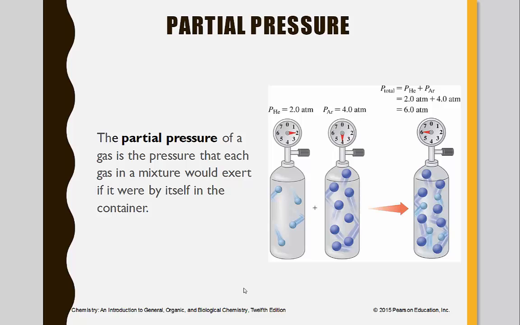So the partial pressure then adds up to, say, however much pressure this particle has, plus whatever pressure this particle has. So notice the 2 and the 4, put them together, they're going to add up to 6. They don't interact with each other, they just take up the same vessel.